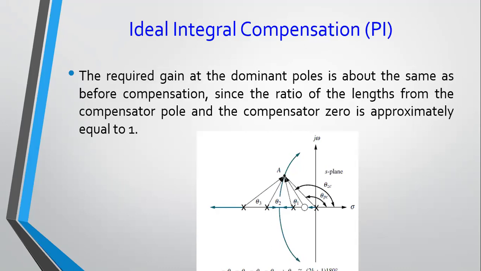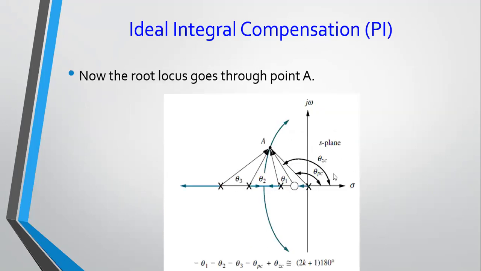So the required gain at the dominant pole is about the same as before compensation, since the ratio of the lengths from the compensator pole and the compensator zero is approximately equal to 1. Let's understand what this is saying in terms of length. This first one is talking about angles. By making these two very close together, the angles will be very similar. As they get further and further apart, of course, these two angles become different, and then you're changing where this point will be located. So this is the angle consideration.